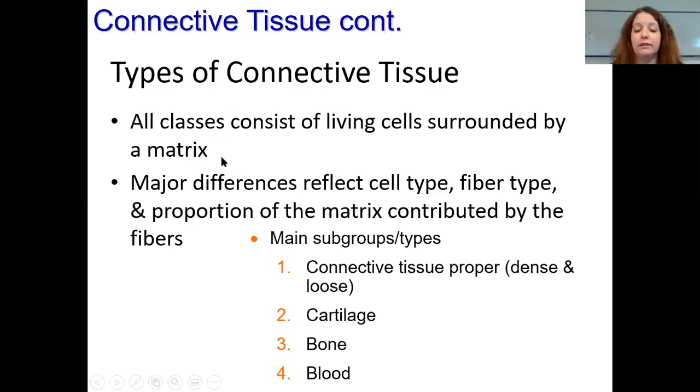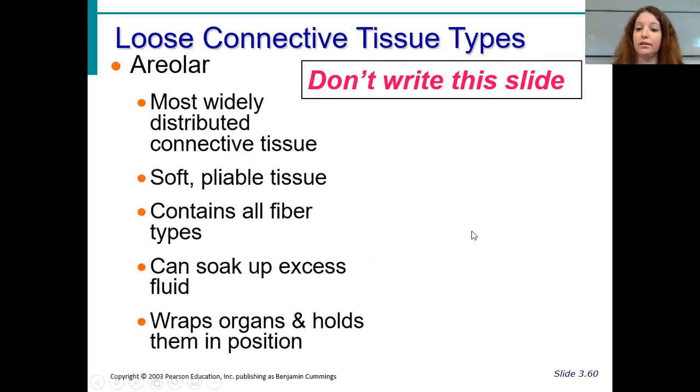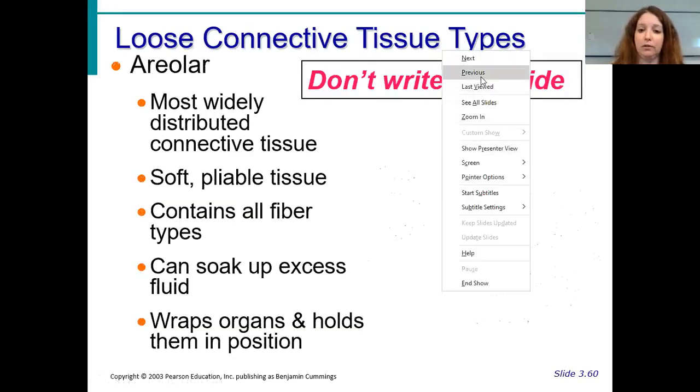So all classes of connective tissue consist of living cells surrounded by a matrix. We have discussed that. Major differences reflect cell type, fiber type, and proportion of the matrix contributed by the fibers, which means whether it's a dense matrix or a loose matrix. So once again, you have dense and loose connective tissue proper, cartilage, bone, and blood. And in 3 slides, we'll start to see how those are all different.